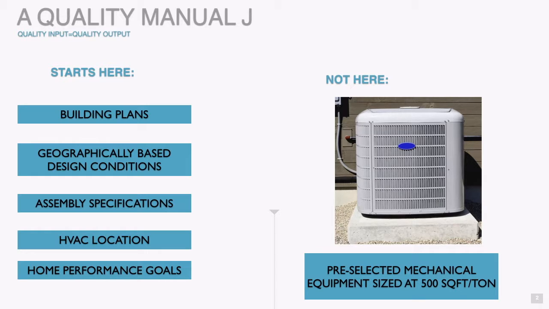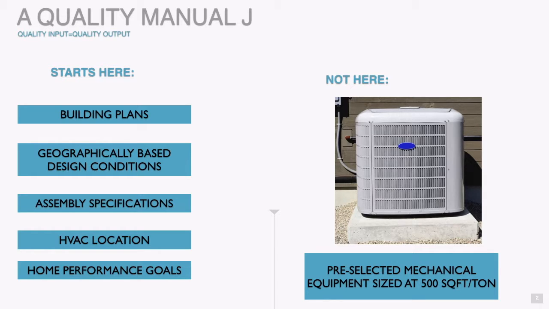Next, we need to make sure that we've got geographically based design conditions. Those may be dictated by your local code or your default energy code. Assembly specifications are the next category of inputs that are really important. We'd be talking about your wall assemblies and types, including insulation, siding, roof type, again, insulation, amount and location, windows specifications, as well as floor type.